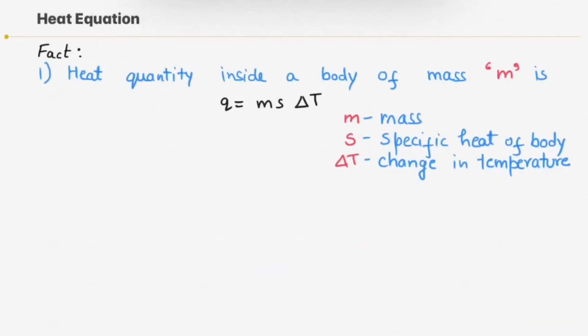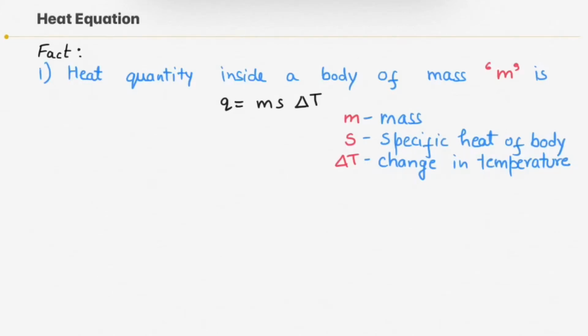Heat quantity inside a body of mass m is given by Q equals m s delta T. Here m is mass, s is specific heat of the body, and delta T is change in temperature.